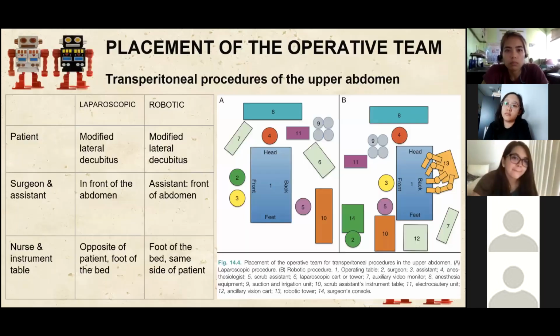So for the placement of the operative team, for your transperitoneal procedures of the upper abdomen, for your laparoscopic, the patient must be placed on modified lateral decubitus. The surgeon and assistant in front of the abdomen, and the nurse and instrument table at the opposite side of the patient at the foot of the bed. For your robotic, the patient must be on modified lateral decubitus, the assistant in front of the abdomen, and the nurses and instrument table at the foot of the bed at the same side of the patient.